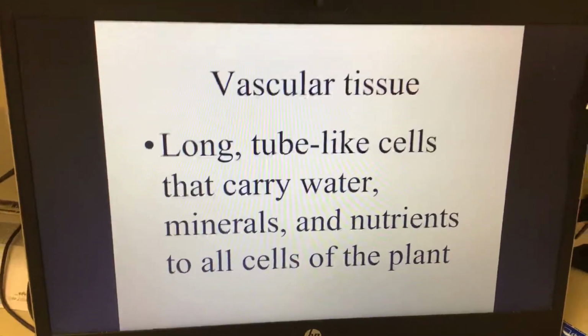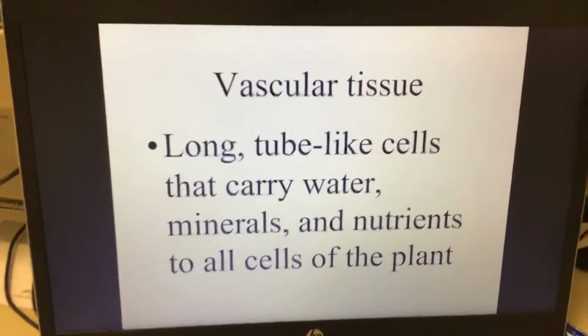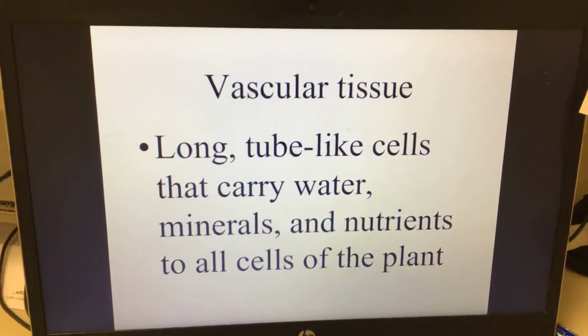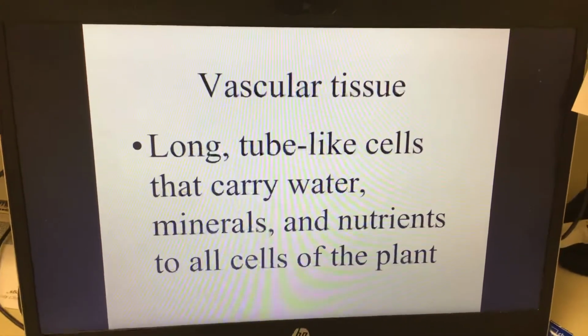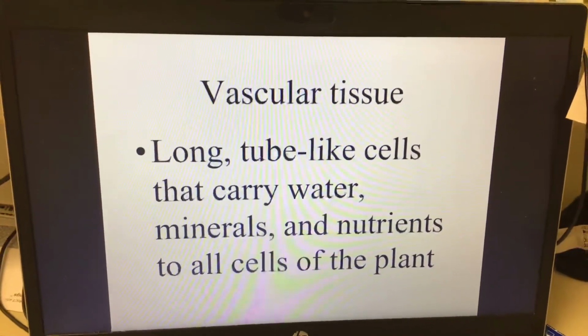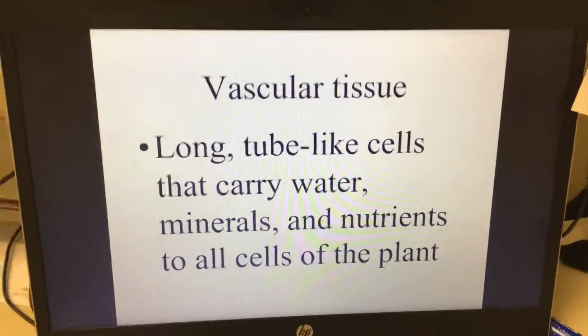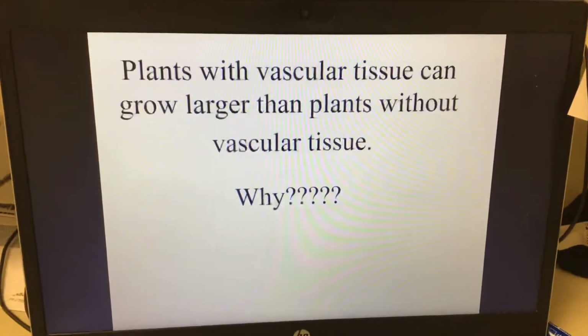You have this written down, so don't worry about it. I just wanted to throw this in as a reminder. Vascular tissue is long tube-like cells that carry water, minerals, and nutrients to all the cells of the plant. So vascular means tubes.